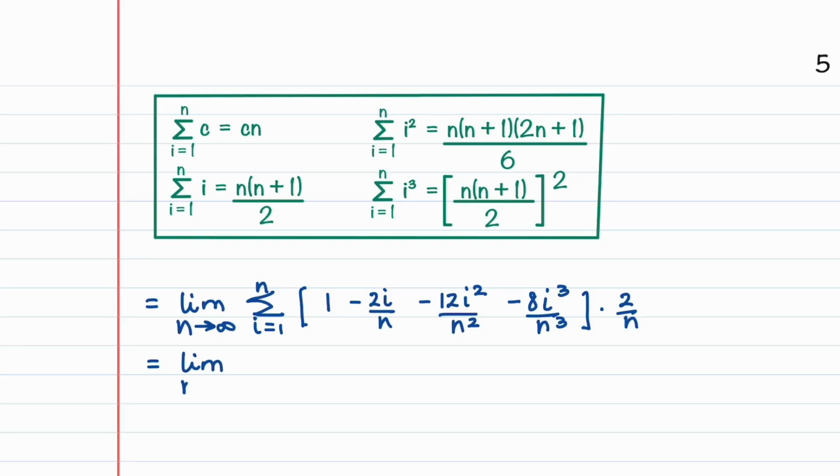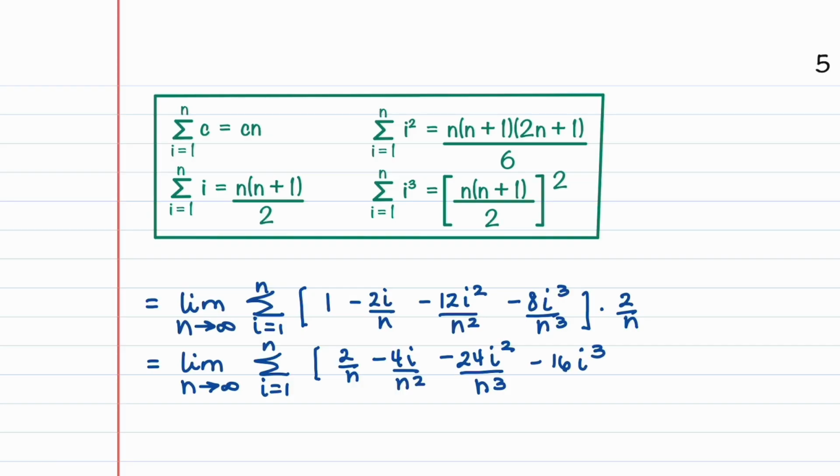So we have the limit, n goes to infinity, the sum, i goes from 1 to n. The reason that we're multiplying through by 2 over n is we're eventually going to have to take the limit that involves n, so we need to have all the n's combined. This gives us 2 over n minus 4i over n squared minus 24i squared all over n cubed minus 16i cubed all over n to the 4th.